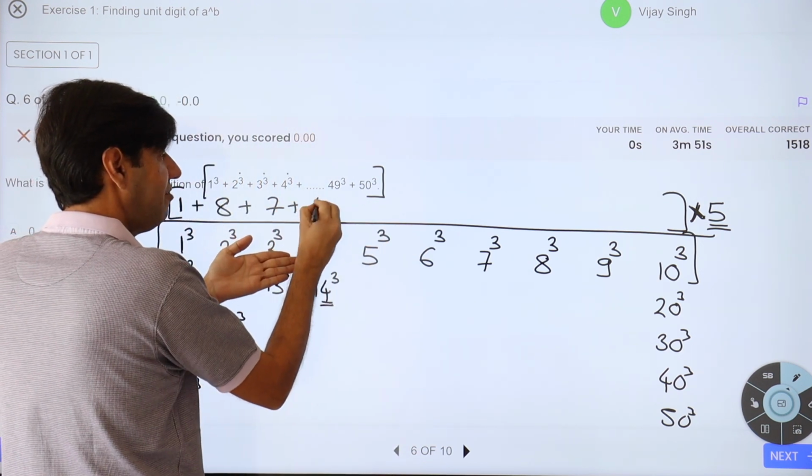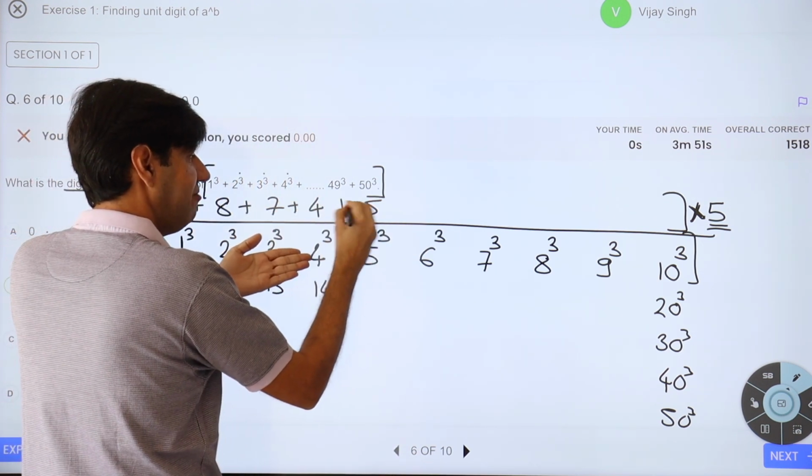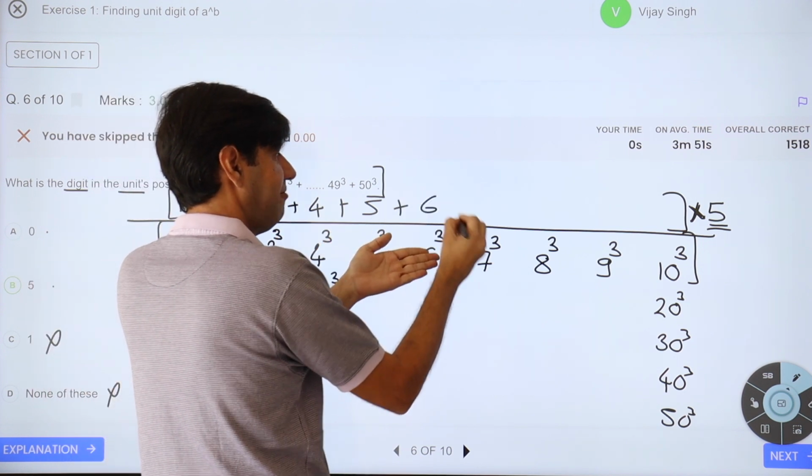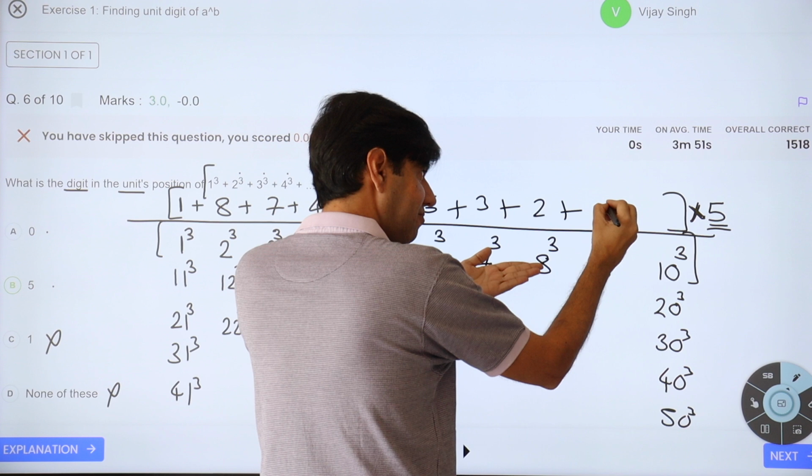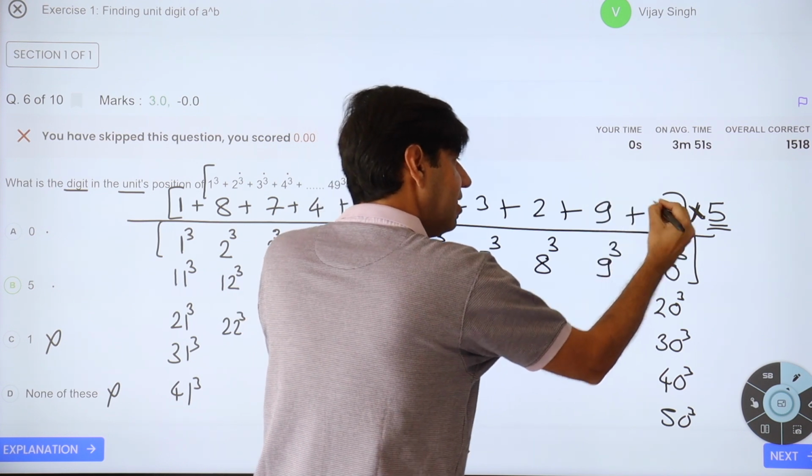This 4 cube will end with a 4. This will end with a 5. This will end with a 6. 7 we know, this will end with a 2. 9 will end with a 9. And this will end with a 0.